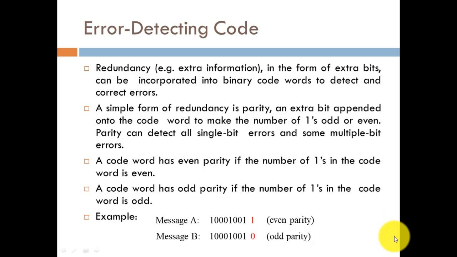So redundancy, some extra information or some extra bit that we have discussed, can be incorporated into binary code words to detect and correct errors. So what is the role of adding a single parity bit? Obviously, if one bit in the complete block goes through an error, that is, 0 becomes 1 or 1 becomes 0, it is going to change its parity value.